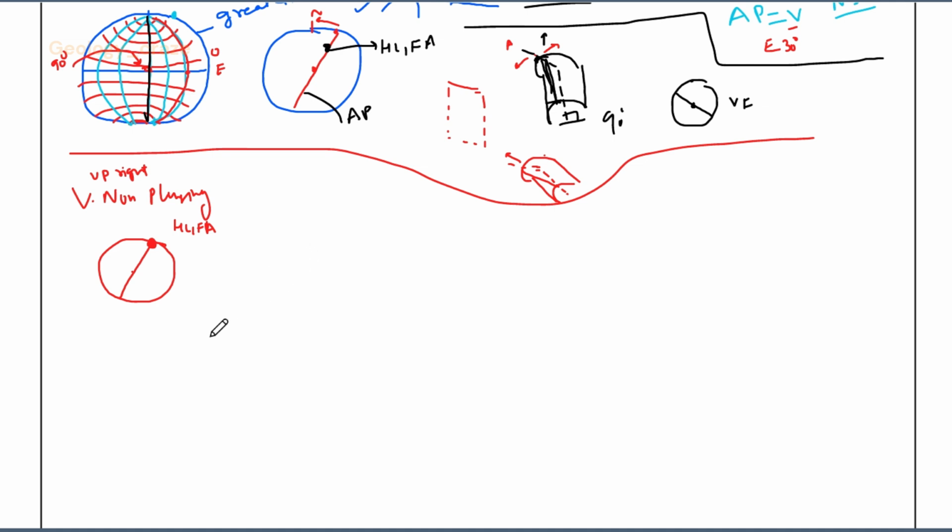Next one is recumbent fold, and I will construct this fold also. It is a simple fold like this. Here the axial plane is vertical and this is our hinge line. We will construct this way. Now if it is horizontal, it means recumbent fold.